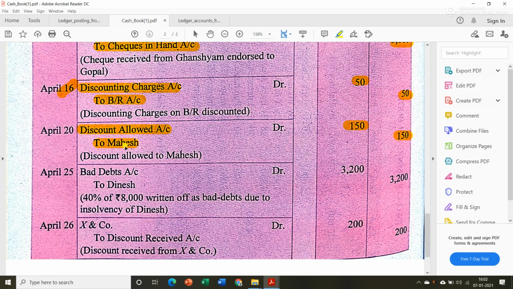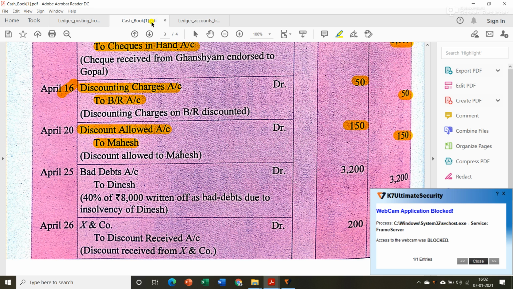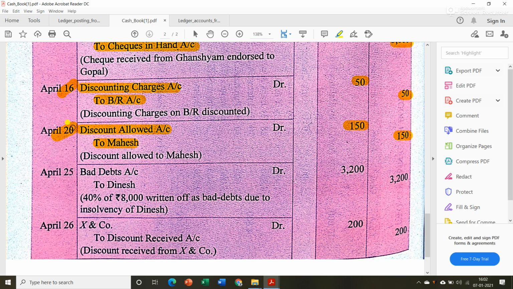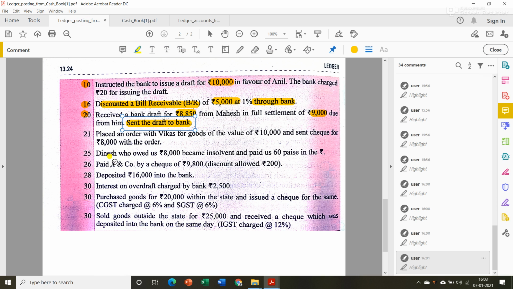The next account we have is Mahesh account. Just now we have made one Mahesh account. Since we are going to enter in Mahesh account, we will simply put by in here and we will write by discount allowed on the credit side rupees 150. Now let us see the next transaction.